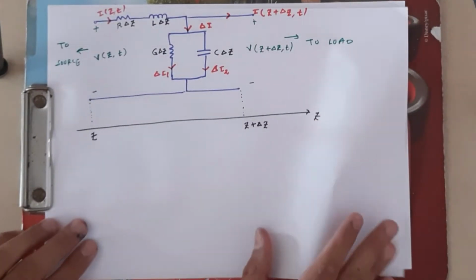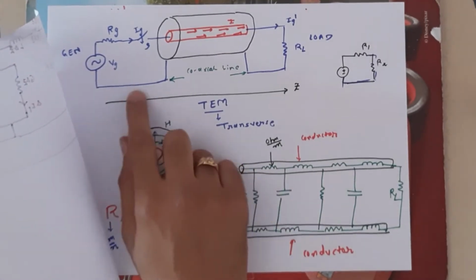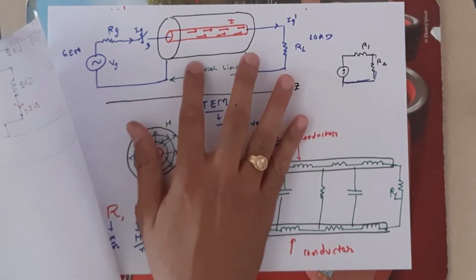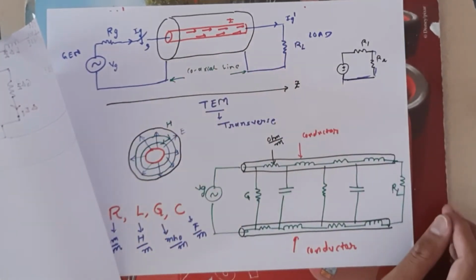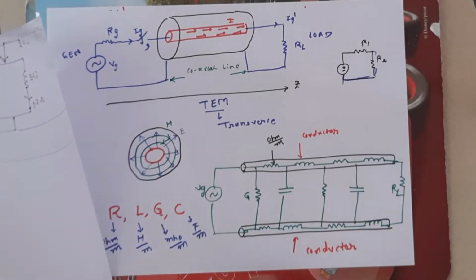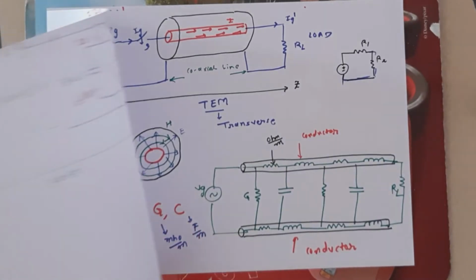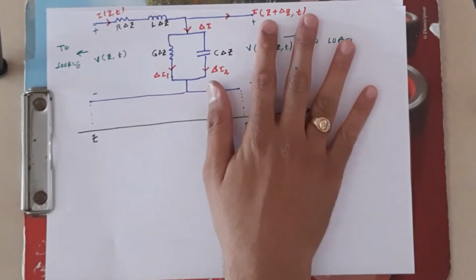We also discussed how the transmission line works. We take the example of the coaxial cable line, and these are the parameters of the transmission line. Which are the parameters of the transmission line? Resistance, inductance, conductance, and capacitance are the parameters of the transmission line. In the last lecture we drew this figure.